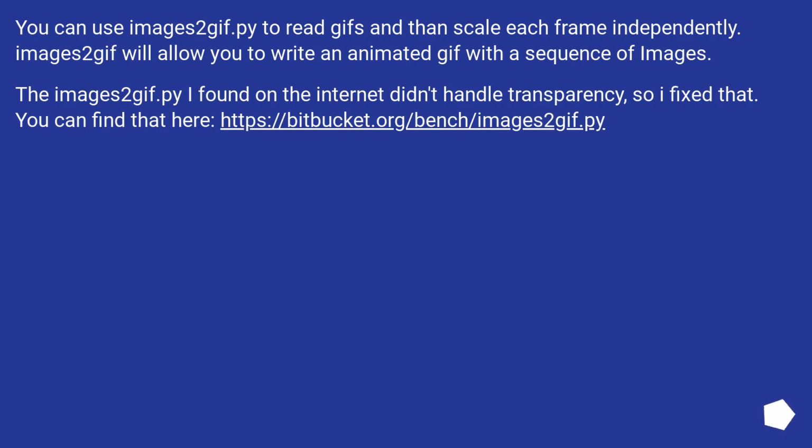You can use images2gif.py to read GIFs and then scale each frame independently. images2gif will allow you to write an animated GIF with a sequence of images. The images2gif.py I found on the internet didn't handle transparency, so I fixed that. You can find that here, at this URL.